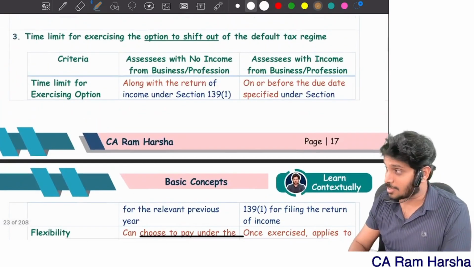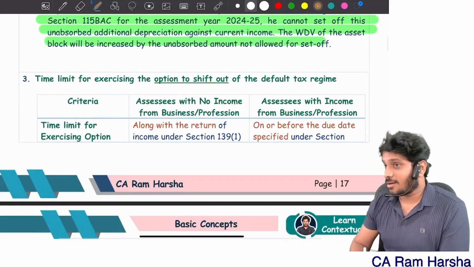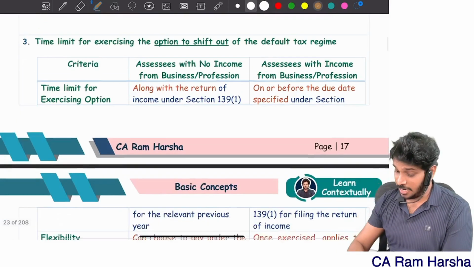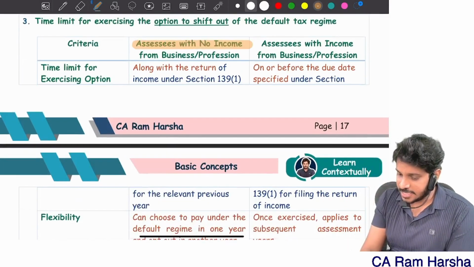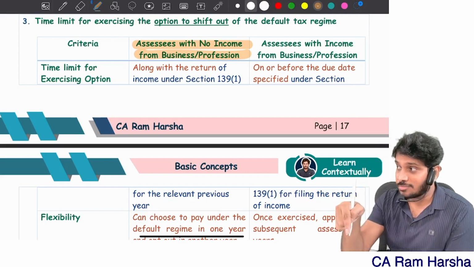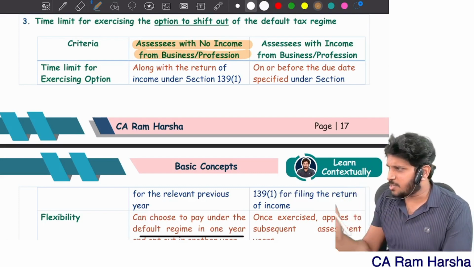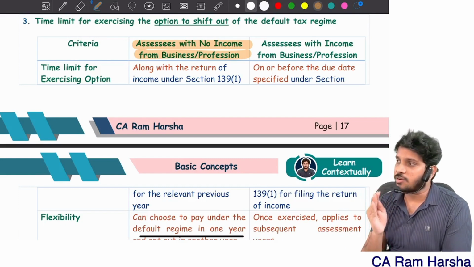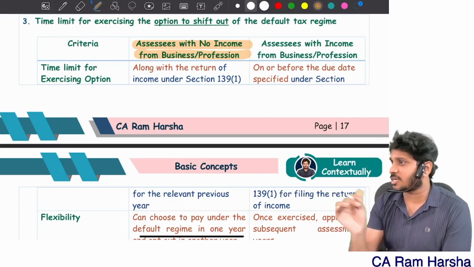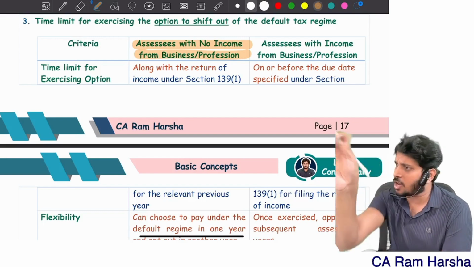There is one more reason. Who can go for the default tax regime? Anybody? But there is one logic. An SSE that does not have PGBP income can happily choose every year whether to go with default or optional. Every year he can choose, whichever is beneficial, he will opt that year.